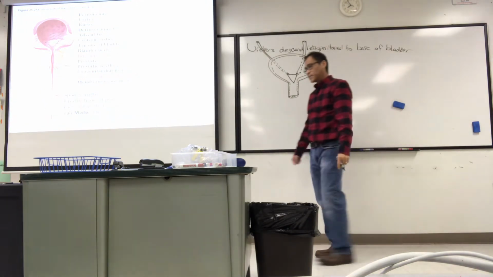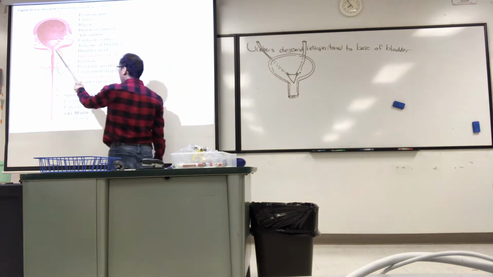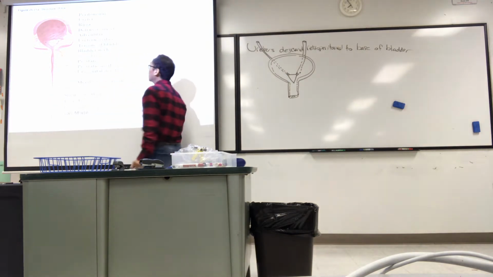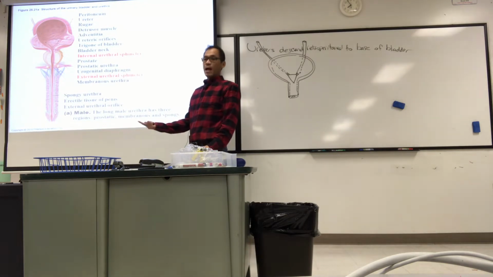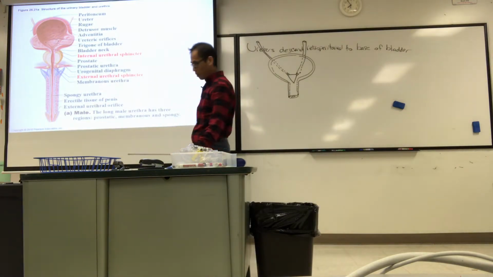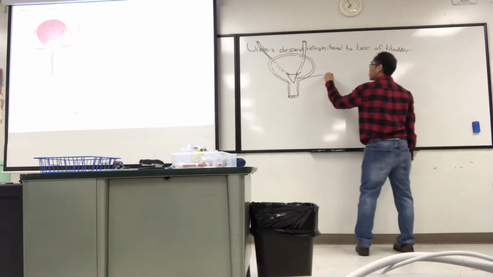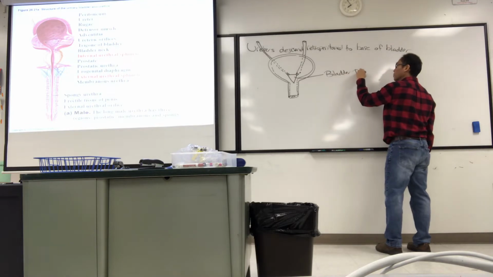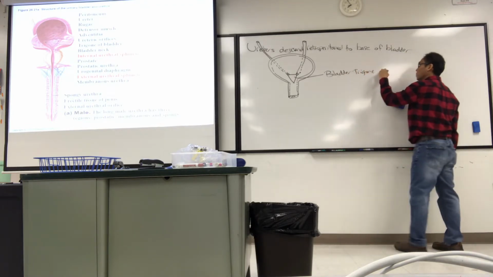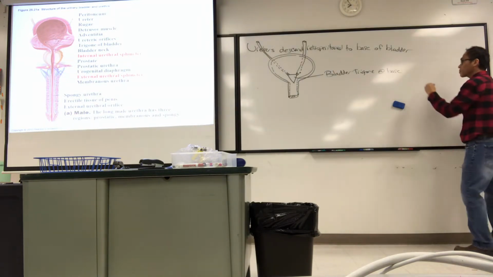And what you see at the base of the bladder is this triangular shape, trigone shape structure. And they simply call it bladder trigone or trigone of bladder because it's like a triangle. Bladder trigone at the base of the bladder.